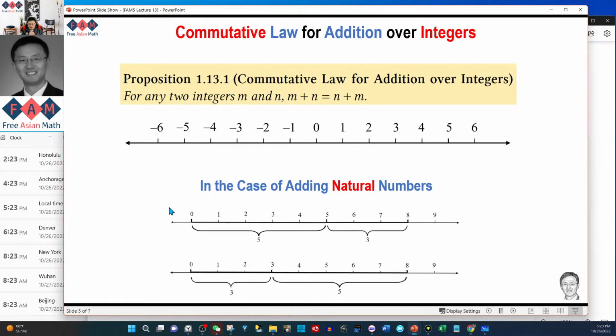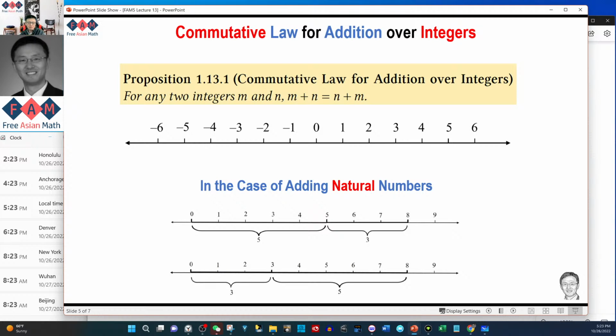Okay, so on this number line, we want to add two numbers. Either number can be negative. So is this still true, m plus n equals n plus m? Well, remember last time, even for natural numbers, we could not prove it. We take this as an axiom. This is even more advanced, meaning that we will once again take this as an axiom.